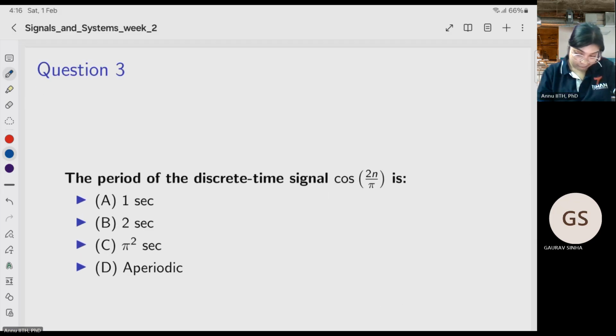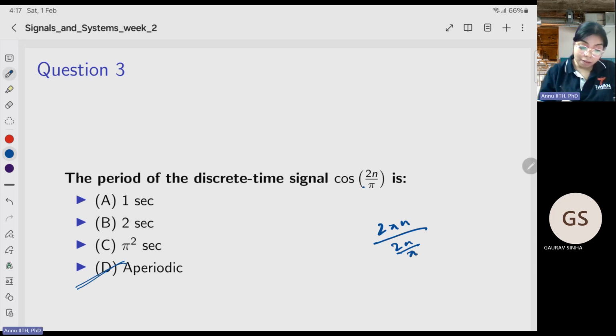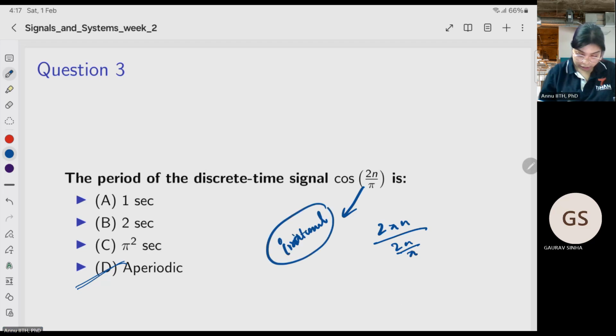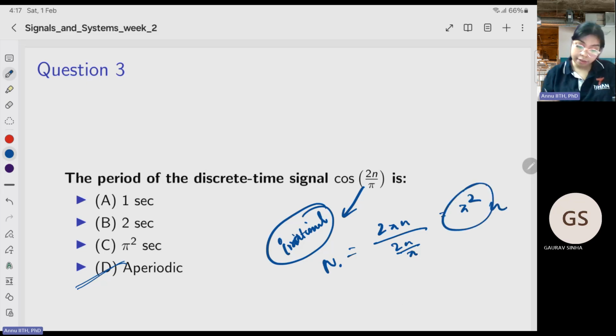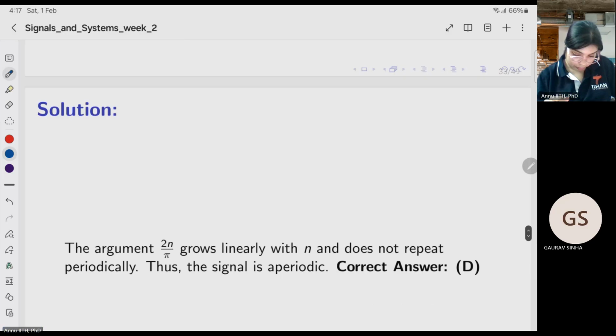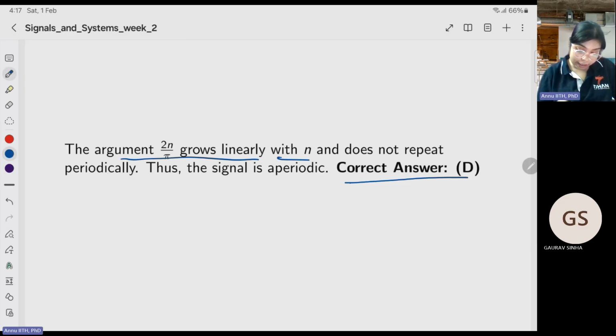So yes, 2 pi n by 2 n by 5. So what will be the answer? Tell me. It is aperiodic. Period cannot be irrational. So here we are calculating N naught. This is pi square, it's coming. That is not possible, pi square n. So it is not possible. So it is aperiodic. It goes linearly with n, does not repeat periodically. It is aperiodic. Okay.